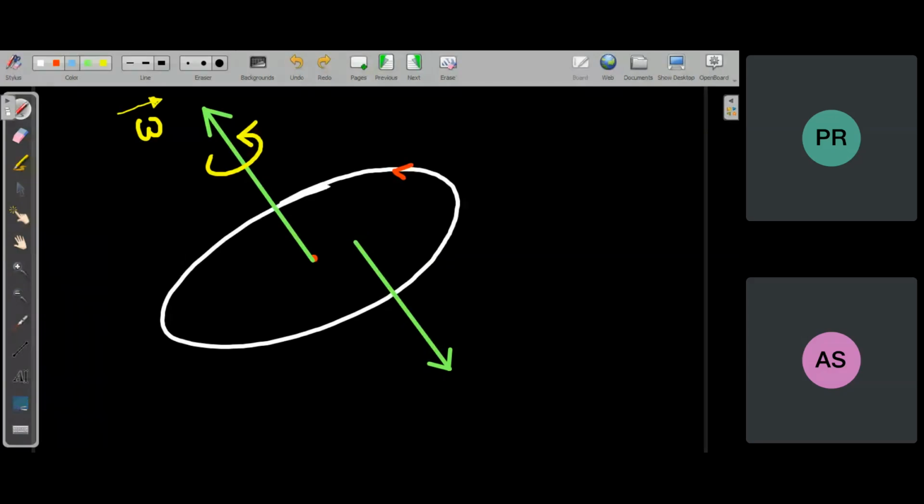Sir, similarly tangential acceleration is a equals R alpha, we know. So there also we need to consider magnitude. Yes, a_t is also a magnitude, and alpha is also the magnitude of the alpha vector. Yes, sir.